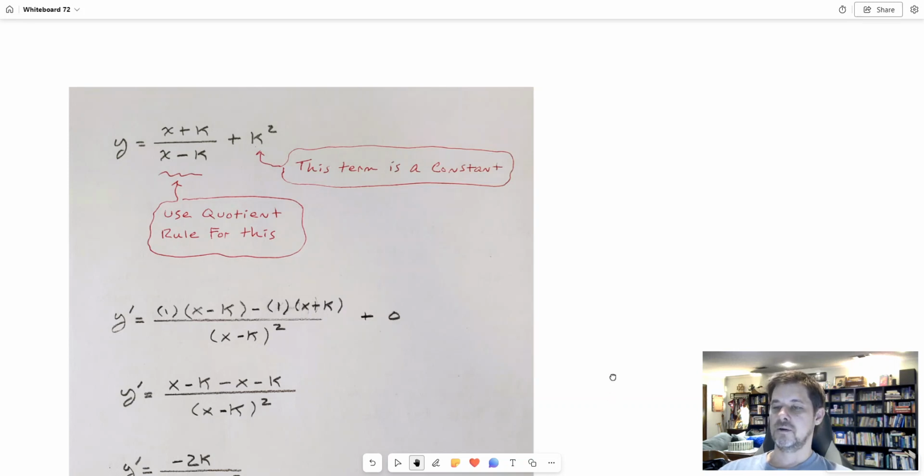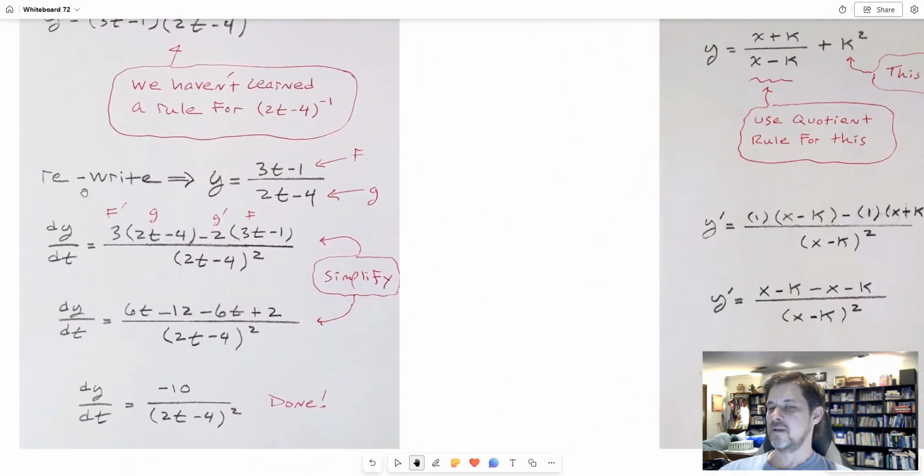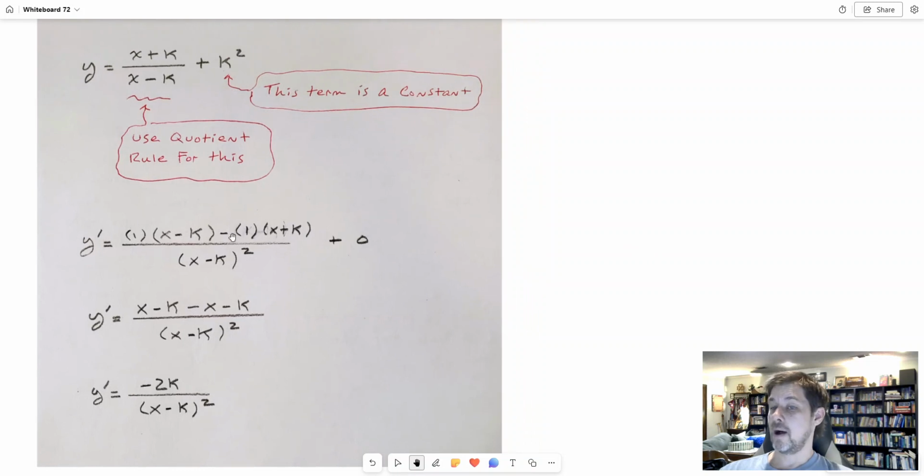Okay, so now, just like I said over in this problem, my first step is calculus. My first step is finding the derivative. The steps after that are just simplifying it. So I might wonder, can I combine or cancel or otherwise reduce anything that I see here? I'll distribute the 1, I'll distribute the negative 1. I'll get this, the x's cancel, the k's can be added, and there you have it, your final answer, negative 2k over x minus k squared.